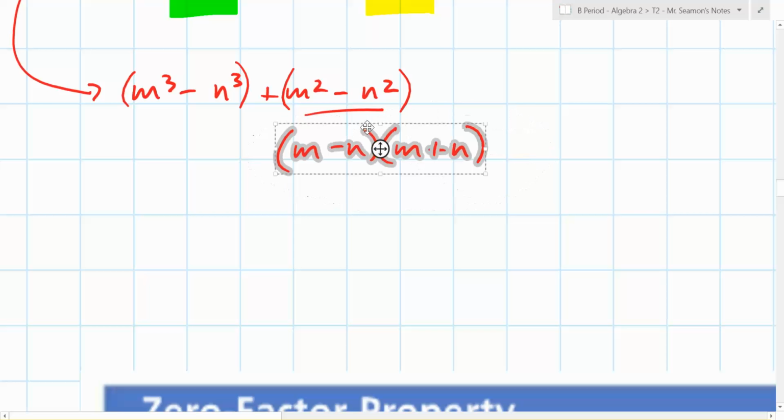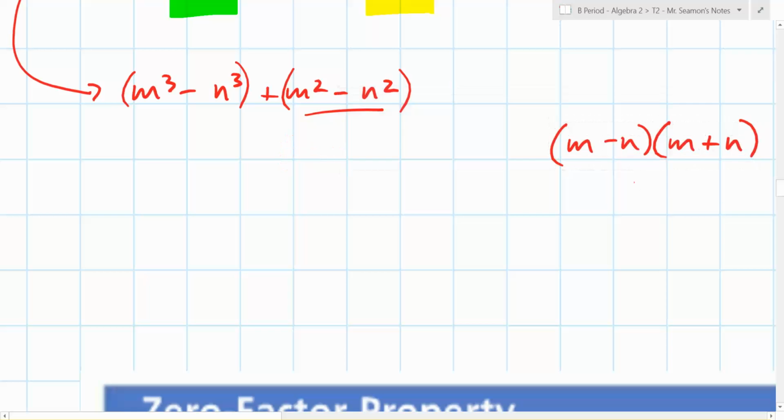Okay, so that's nice. But do we have difference of cubes? We do, and you need to remember what it's going to be. It's going to be m minus n times m squared plus mn plus n squared. Correct. And these two are added together.